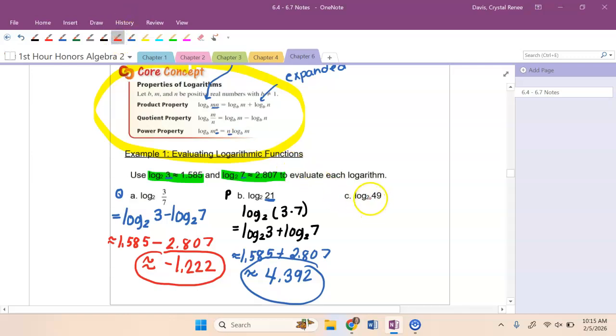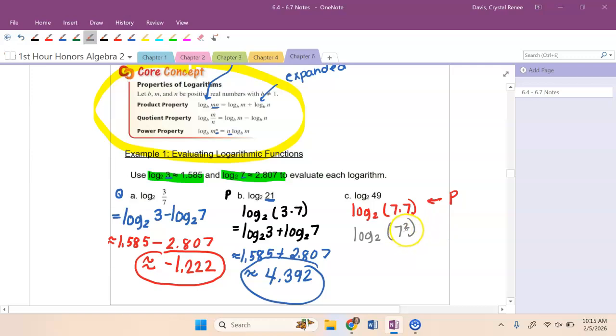Okay, now log base 2 of 49. I want to put this in log base 2 of 3 and or log base 2 of 7 somehow. Well, a lot of you want to do log base 2 of 7 times 7, which then would use the product property. And we can do that. That would just be the same as before. What I want to show you how to do, though, because we haven't done it yet, is to think of this as log base 2 of 7 squared. Either one of these you'll get the same answer.